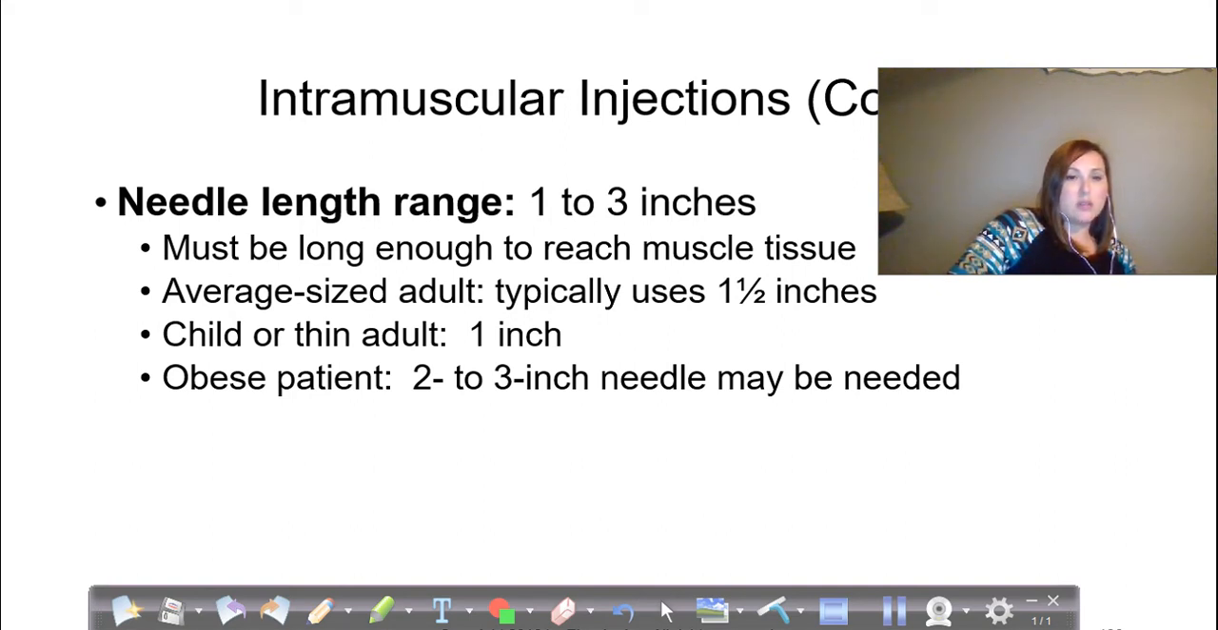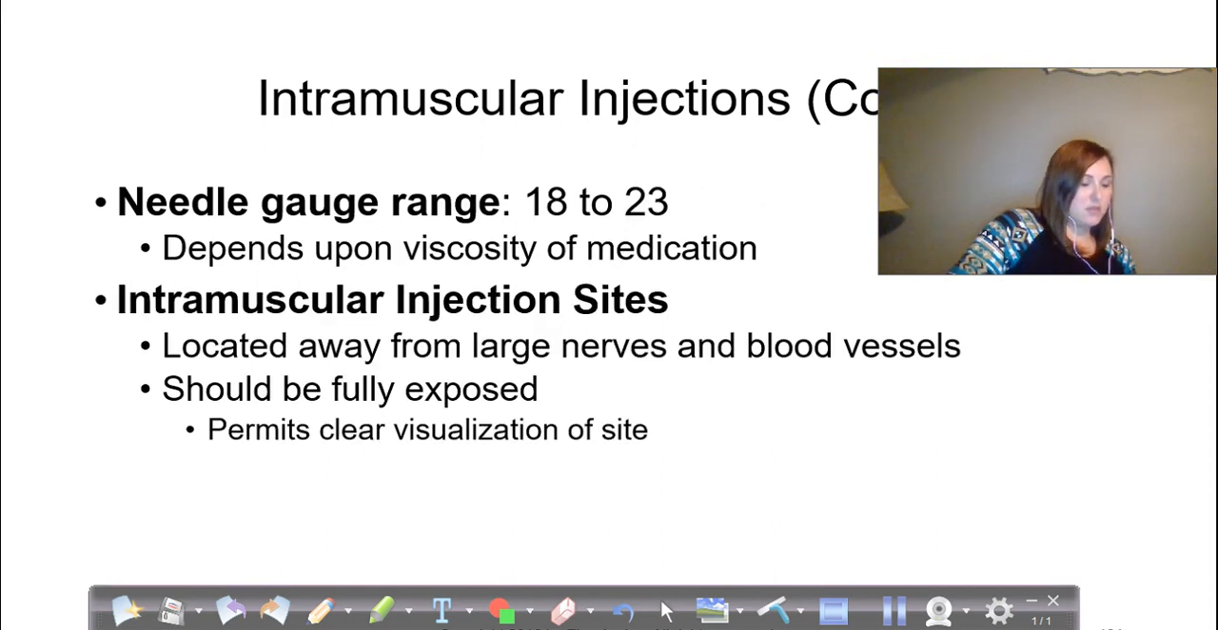Toradol is one for pain that you might give. Your needle gauge range is going to be 18 to 23. Again, it depends on the viscosity or how thick the medication is.